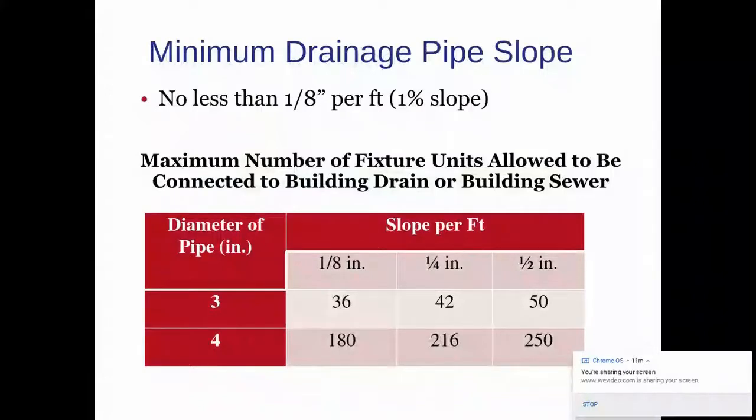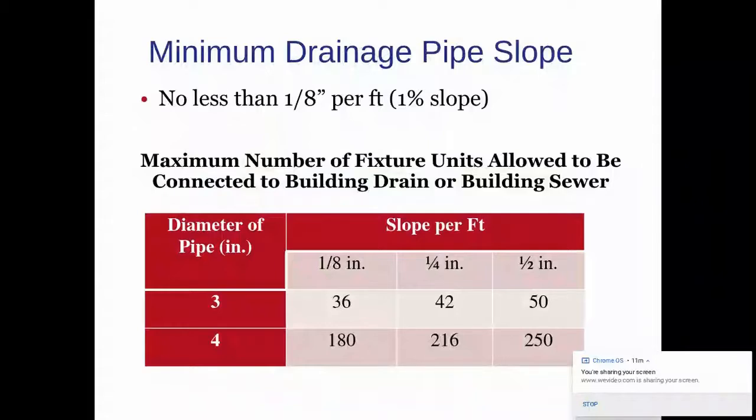All right, if you put in a 4-inch pipe, you can have up to 180 drainage fixture units in your house and still have only a 1/8 inch slope. Whereas if you want to stick with a 3-inch diameter pipe and you have more than 36, if you go up to 42, you have to have a steeper slope of 1/4 inch. If you go up to 50, you need a much steeper slope again of 1/2 inch.